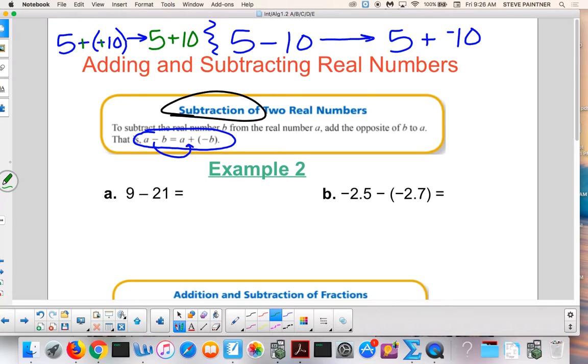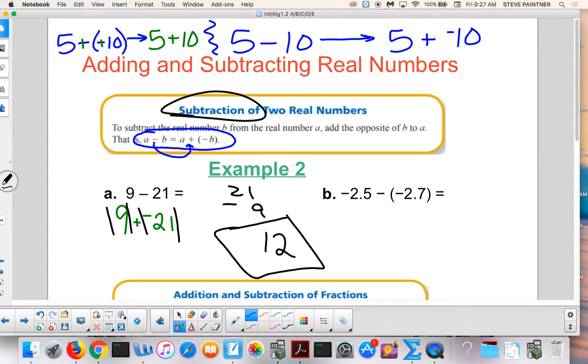So this one, I wouldn't look at this. I'd say 9. Instead of minus 21, I'd say plus what? Yeah. That way I can look at it and say, I got a positive plus a negative. What do I do to these numbers? Find the absolute value, right? Which one's bigger? Which one's bigger in absolute value? 21 is bigger than 9. So it'd be 21, take away 9. The answer is what? 12.